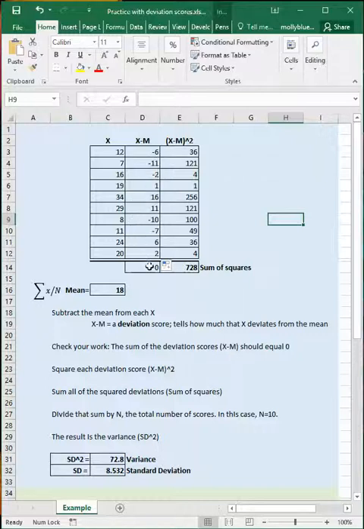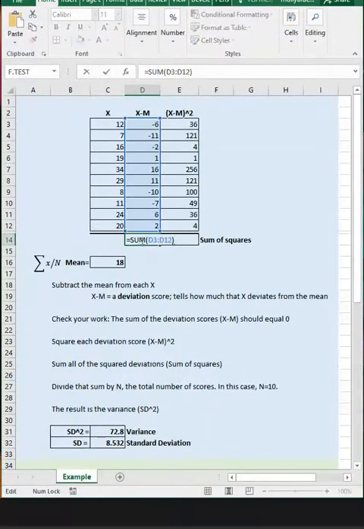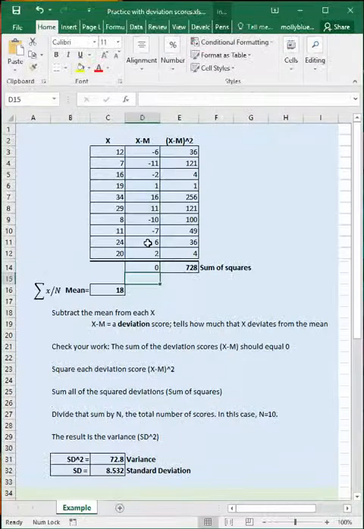Now I also, in this bottom row, I put equals sum, open parentheses, highlight this entire column, and then close the parentheses. The reason I do that is to double check. I wanted to double check that this column adds to 0. If it does, good, we're in business. If it doesn't, we've made a mistake somewhere.